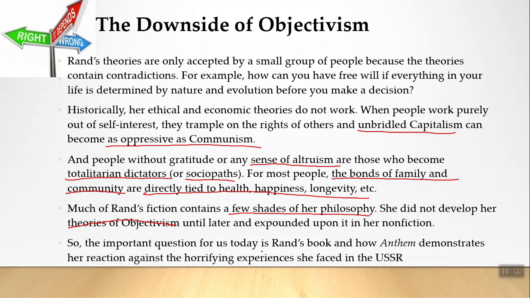So really the important question for us is, in Rand's book, how does Anthem demonstrate her philosophy, but really her reaction against the experiences from the USSR? And what is she trying to say about the dangers of setting up this type of society where at first people think it might be a utopia and perfect and wonderful, where everyone is equal and everyone is the same and everything belongs to everyone and no one is ever alone? And what are really the dangers of that type of society?